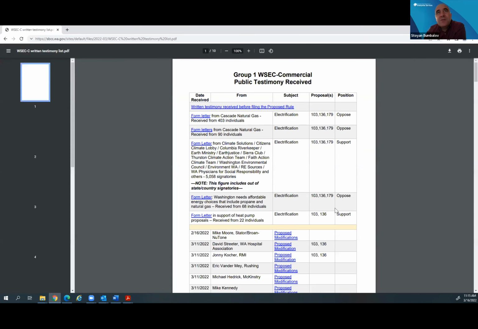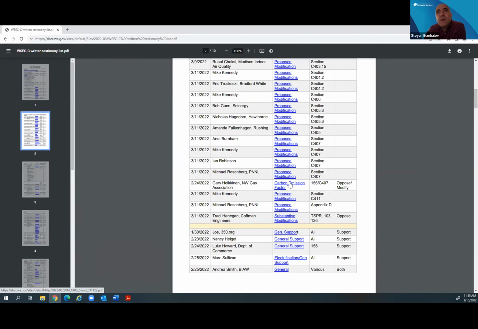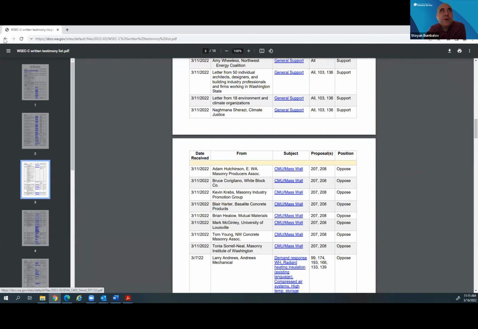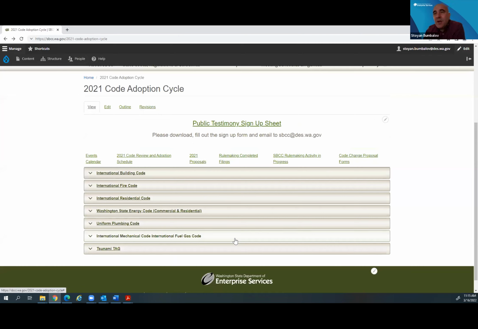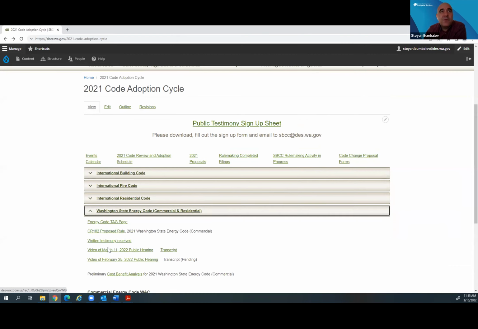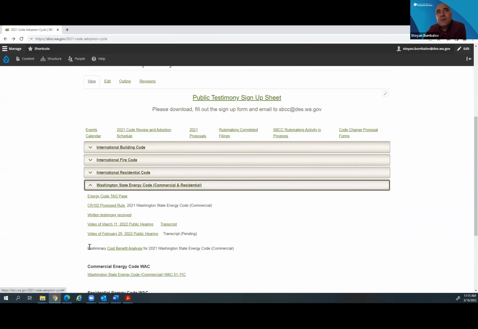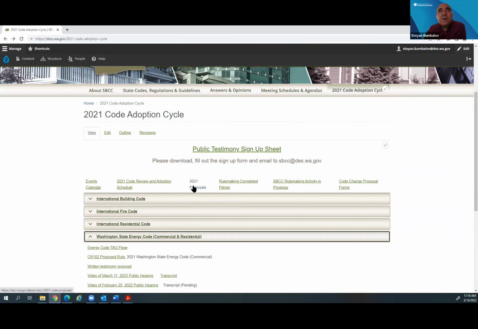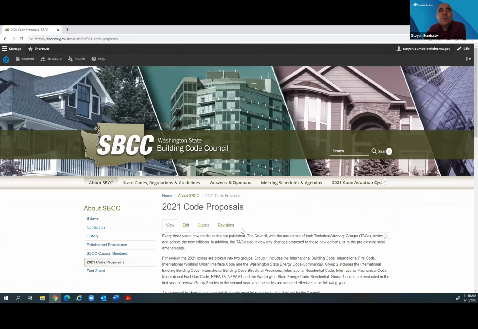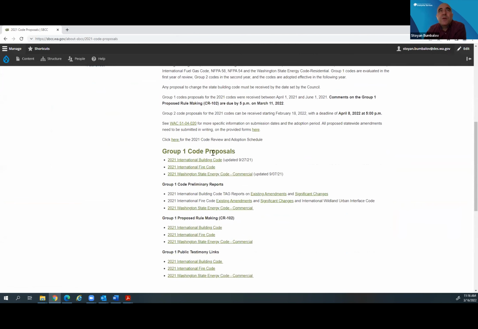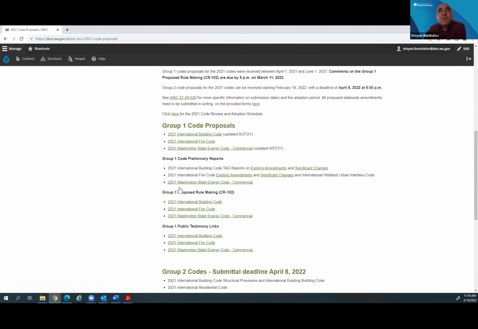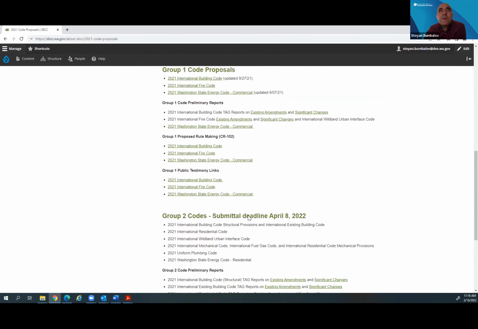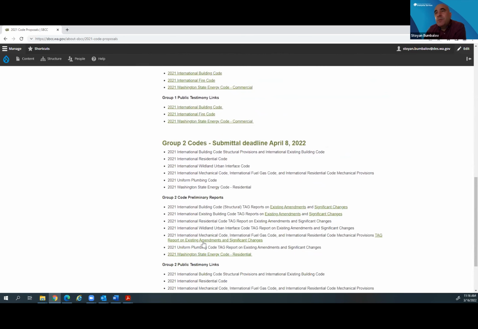These are all written testimony that we received. Krista has been doing a great job to file this, and keep in mind that we received thousands, not hundreds this time, thousands. We have the public hearings here. We have the transcripts. We have the preliminary cost benefit analysis. So again, we're doing the best we can. Right here on 2021 proposals, we don't have only the proposals, we have all needed information. We have all proposals for group one. We have the reports with one exception here, and we'll keep updating the website.